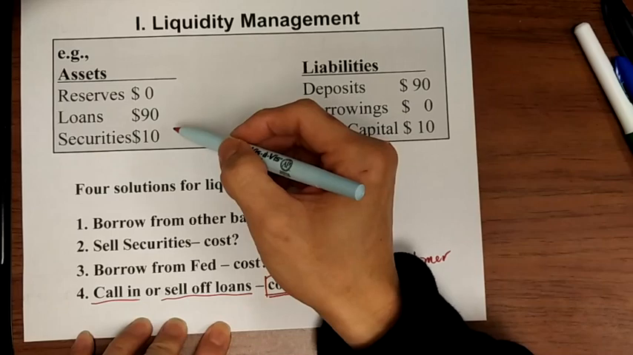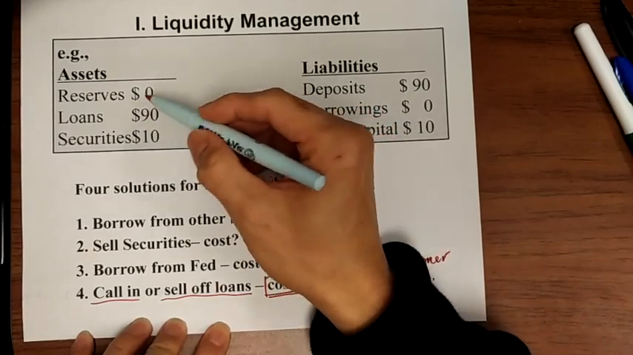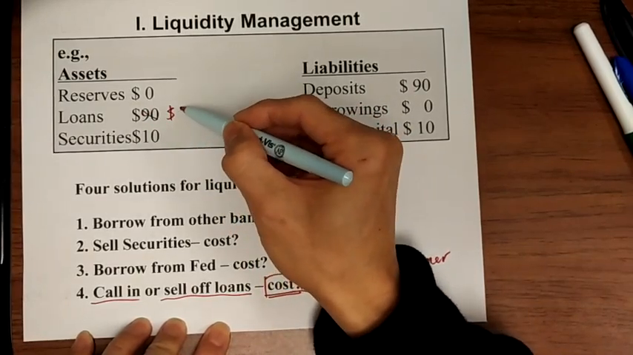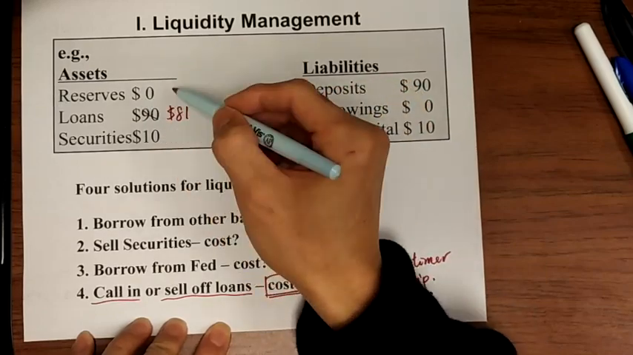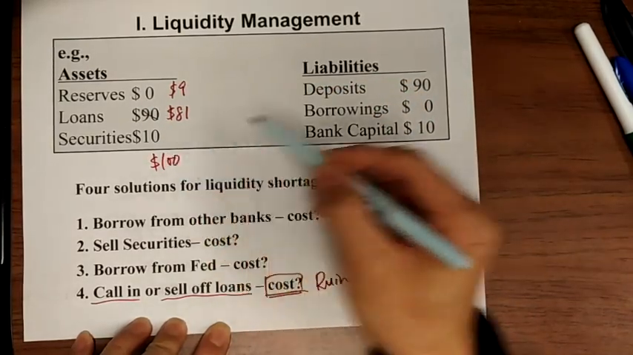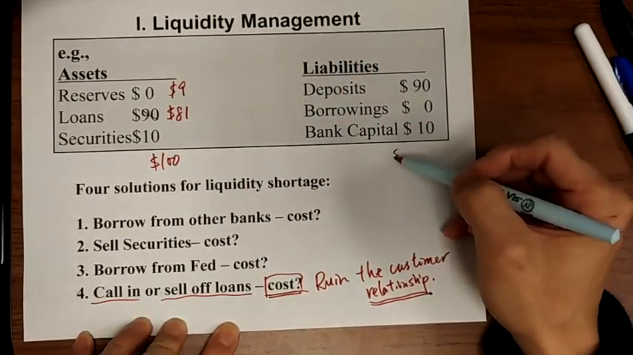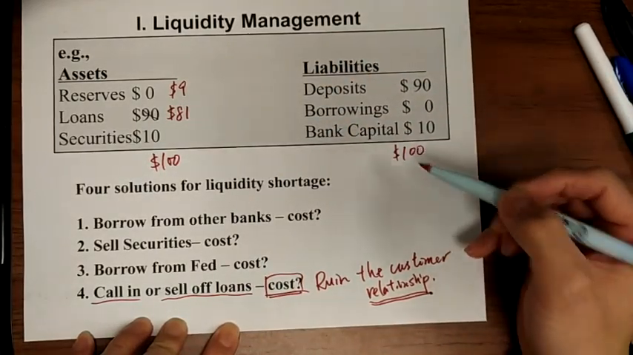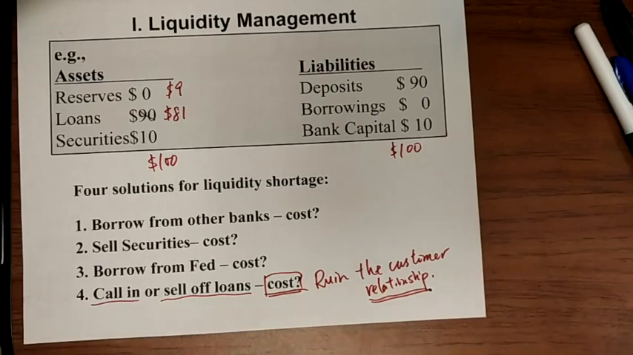In this example, loans decrease by $9 and reserves increase by $9. You still have $100 of assets. Liabilities don't change. The balance sheet is balanced.